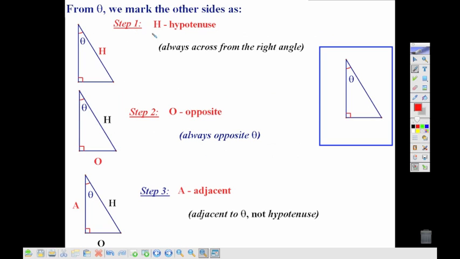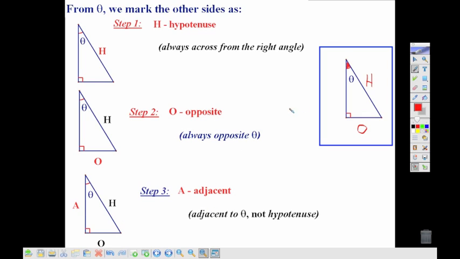To solve these problems, the first step that we want to do is label the hypotenuse. We look where the angle is that we're looking at. This is a Greek letter theta. We just sometimes use that for angles. And I want to look at the side opposite of that. So that'll be my O. So we have the hypotenuse and the opposite.